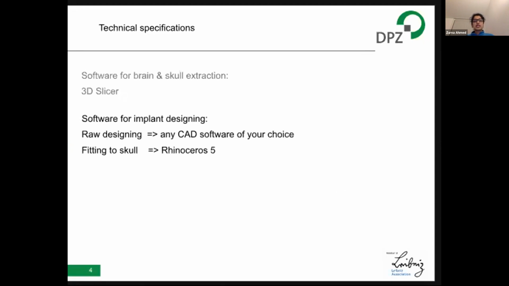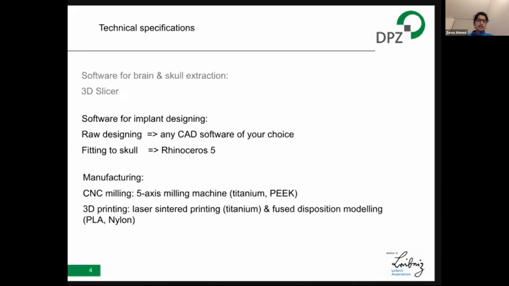The fitting is then done in Rhinoceros 5. This is also a CAD program, with which you can also already design the raw implant. And then the manufacturing was done by using either CNC milling or 3D printing, but then again, I will come back to this later.